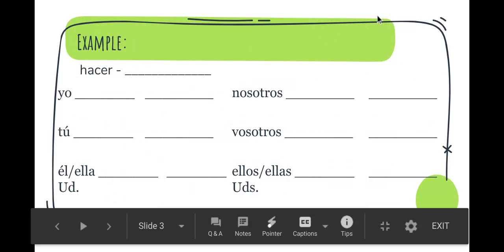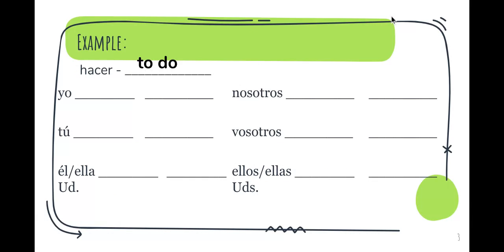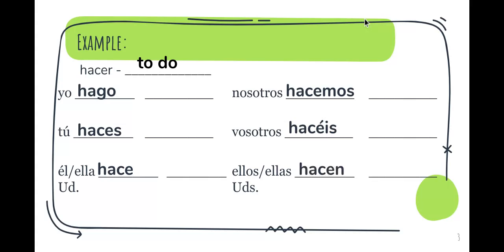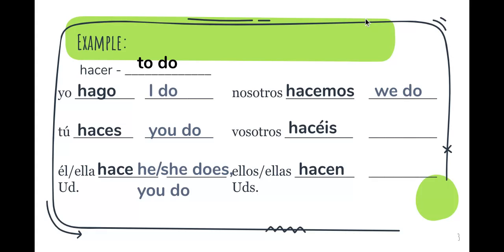So here is an example. Hacer means to do. And so in the yo form, it becomes hago. And then the rest are regular, where you take off that ER and add ER endings. Haces, hace, hacemos, haces, hacen. And then in English, I do, you do, he or she does, or you do, we do, you all do. Remember, haces is only used in Spain. Otherwise, you would use ustedes hacen, they do, or you all do.